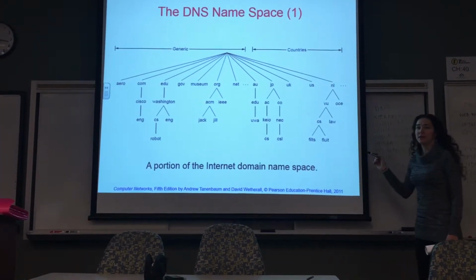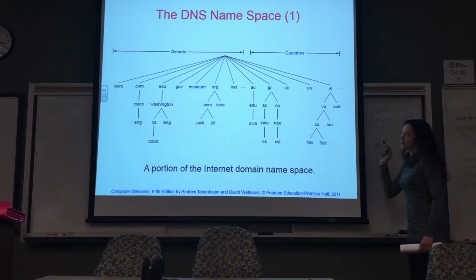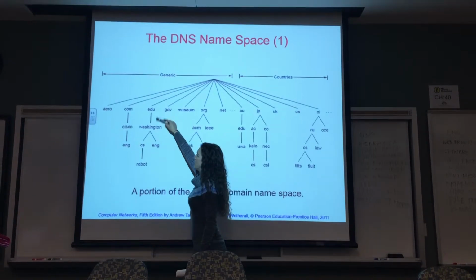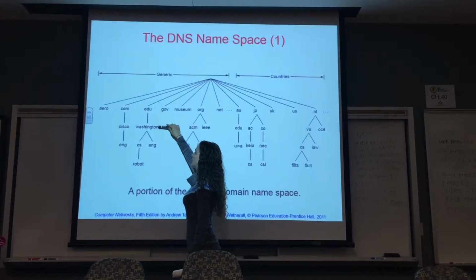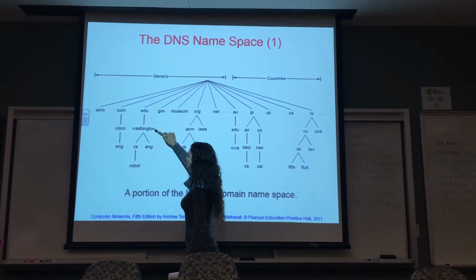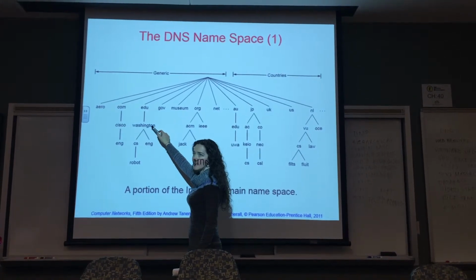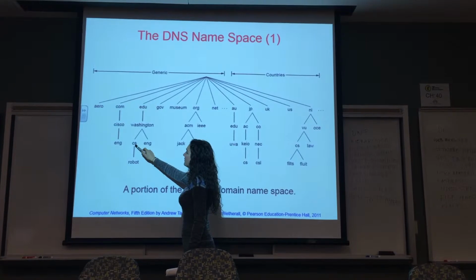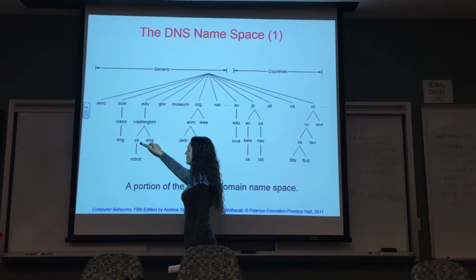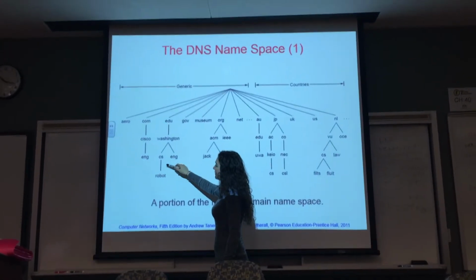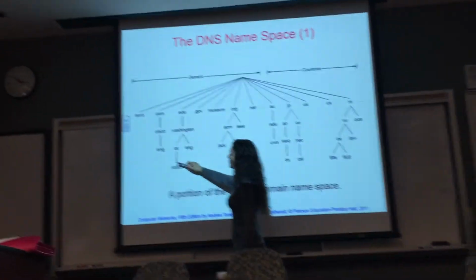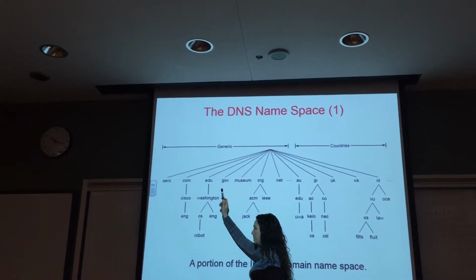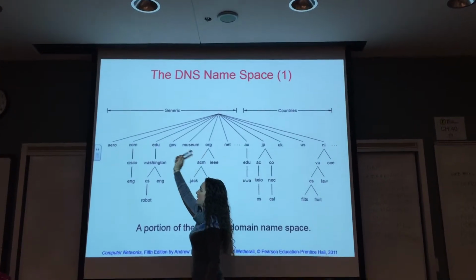Underneath is the second level domain. So for example, under EDU we have Washington or UNCC or MIT or another subdomain. And underneath that we could have a third level subdomain, computer science. Underneath that we could have a robot. So it's going to be robot.computerscience.washington.edu.